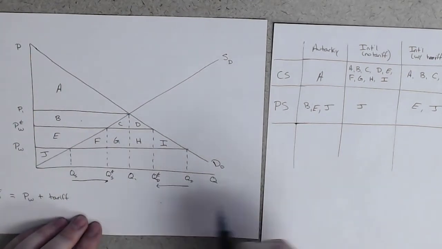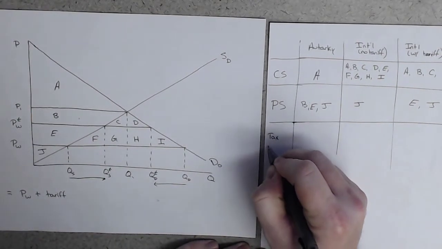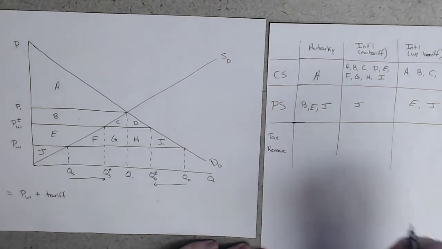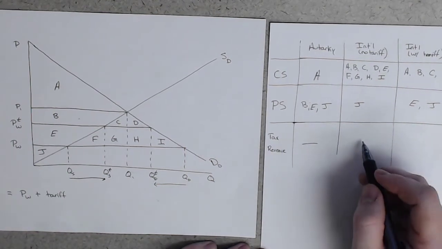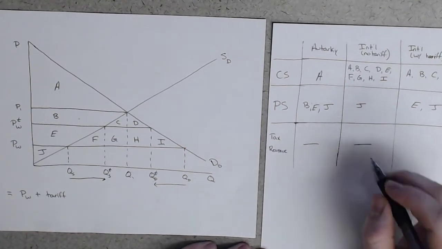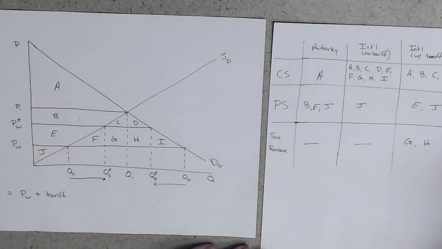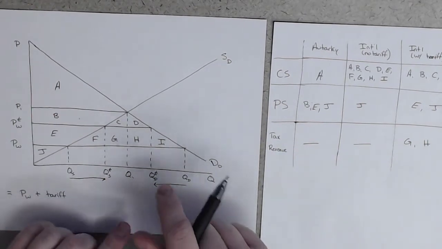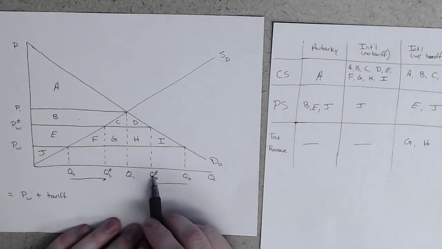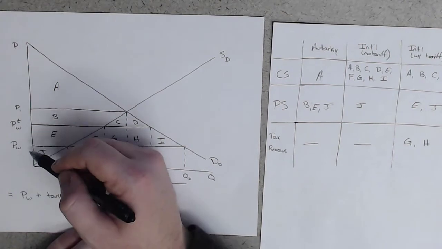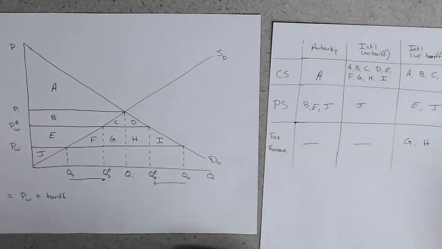And so G and H have to be a new category, which we call tax revenue. Under autarky, since there were no taxes, there can be no tax revenue. With no tariff, there's no tax revenue. But with a tariff, G and H become tax revenue, which makes sense if you think about it. Because remember, this area is equal to the base times the height. The base is the number of units that are taxed, and the height is the tax per unit, and so the area must be the tax.